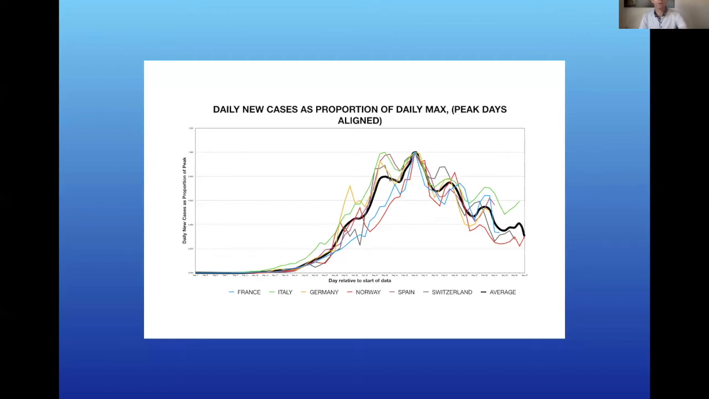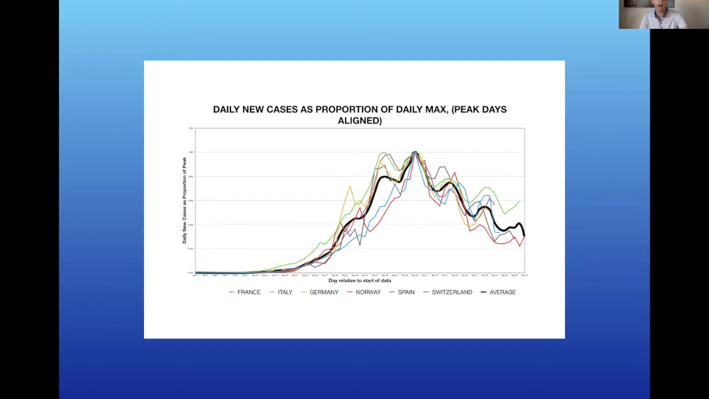I took France, Italy, Germany, Norway, Spain, and Switzerland. I chose those 6 countries because they've had quite different approaches to managing the pandemic within their countries. And I looked principally at the peak of their new case load, so the day that in each of those countries they got the most new cases.